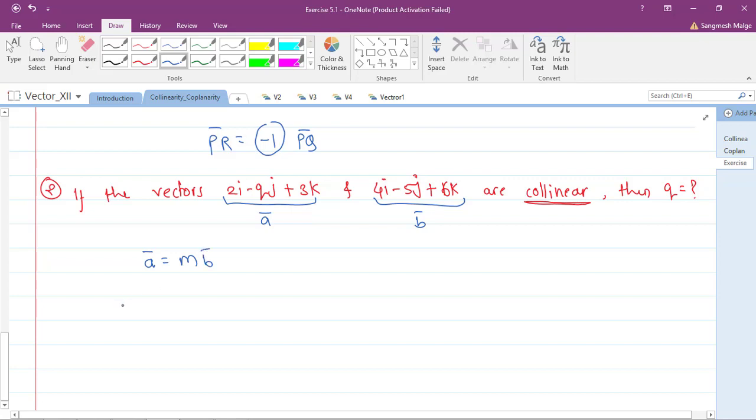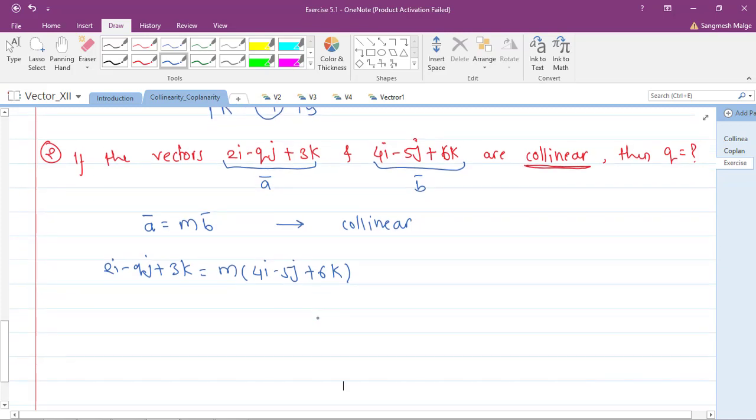So how to find it? In the board exam, this is how you have to write. Because the given vectors are collinear, we write that they are scalar multiples of each other. So we write 2i minus qj plus 3k equals m times the bracket 4i minus 5j plus 6k. Bracket close.